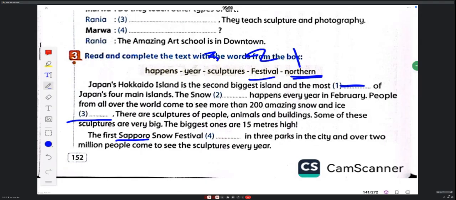Reports. It happens, or occurs, or takes place in three parks in the city. Okay. Number one, Northern.